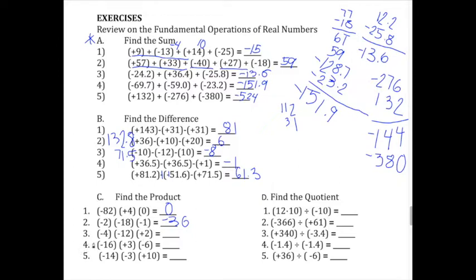Okay, for number 3 this time. Negative 4 times negative 12. So they're both of the same sign, so it's going to become positive. So 12 times 4 is going to become what? Okay, 48. 48 times 2. What's 48 times 2? Okay, so 48 times 2, this is positive times positive, that's going to become 96, positive 96.